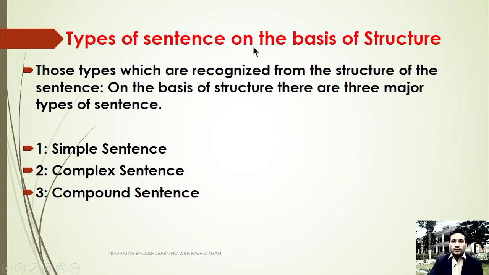Now, types of sentence on the basis of structure. These are recognized from the structure of the sentence. On the basis of structure, there are three major types of sentence: simple sentence, complex sentence and compound sentence.